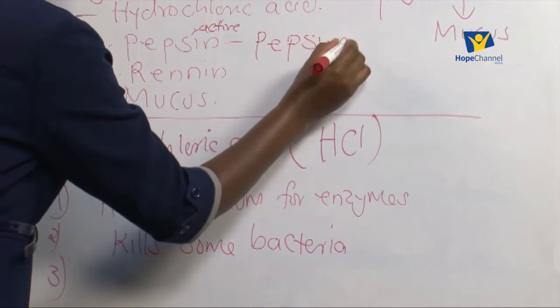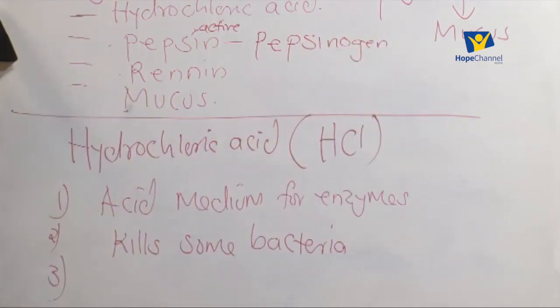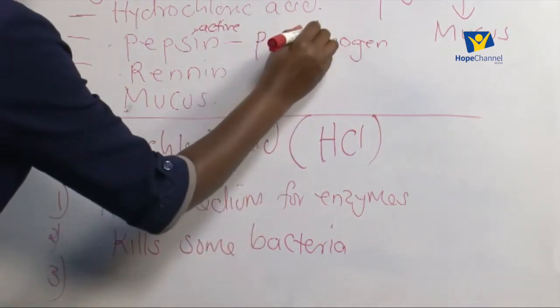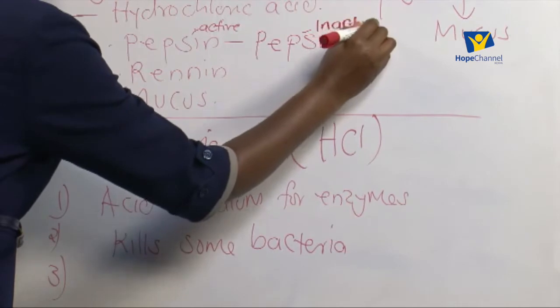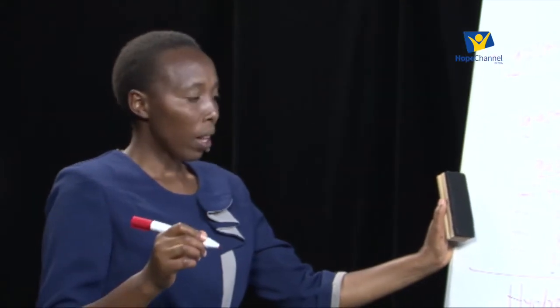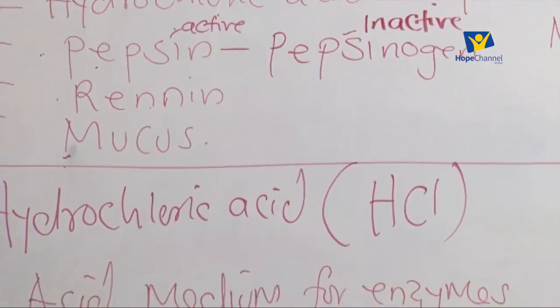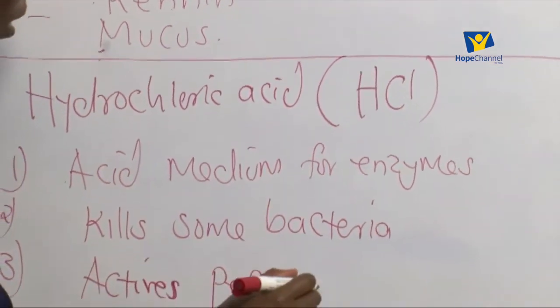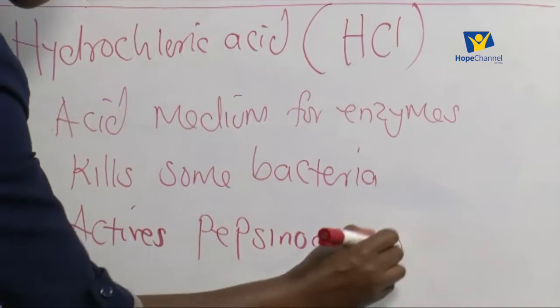And that is why pepsin is always produced in an inactive form known as pepsinogen. Pepsinogen is inactive. Then it is activated to the active form by hydrochloric acid. So we are saying it activates pepsinogen to pepsin.